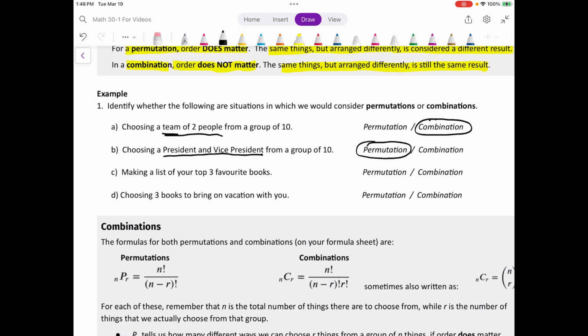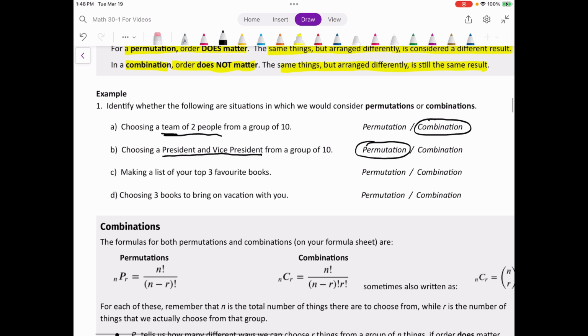Making a list of your top 3 favorite books. So a list of your top 3 favorite books. So my third favorite book is this, my second favorite book is this, and my first favorite book is this. Does order matter there? If I pick the same 3 books, but I list them in a different order, do we still have the same outcome? No, we don't, right? Because we're listing, this is my first favorite, my second, and my third favorite, right? And so switching those around gives us a different list.